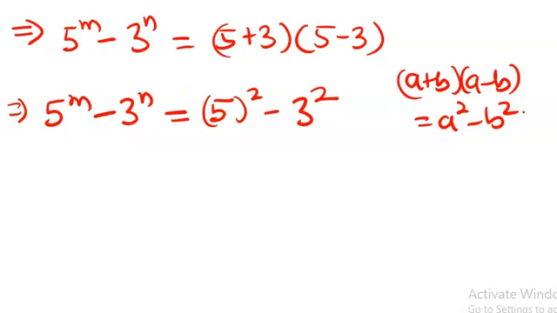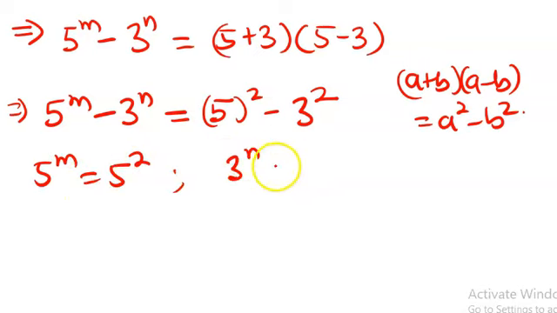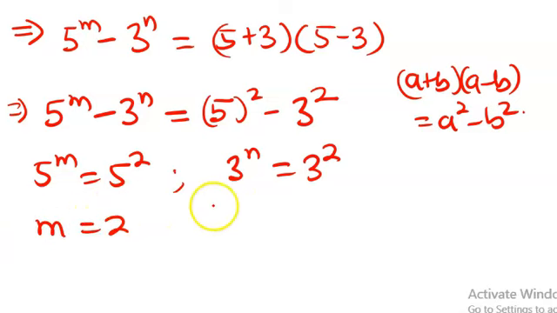So we are comparing both sides. We have 5 raised to the power m, which is equal to 5 squared, and then 3 raised to the power n equals 3 squared. By indices, when the bases are the same, equate the exponents. So m is equal to 2, and n is equal to 2.